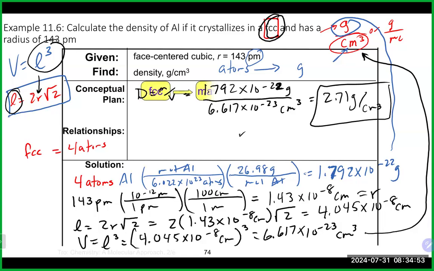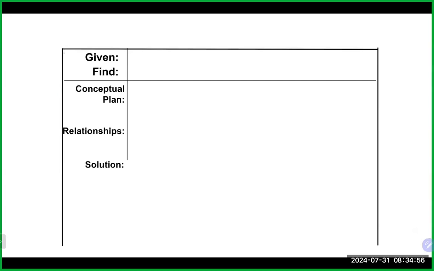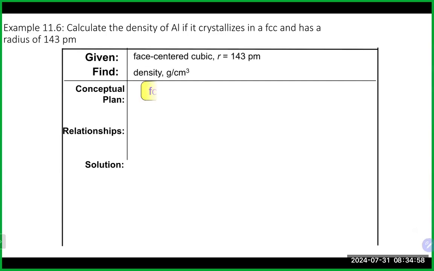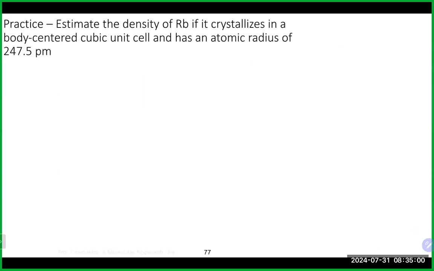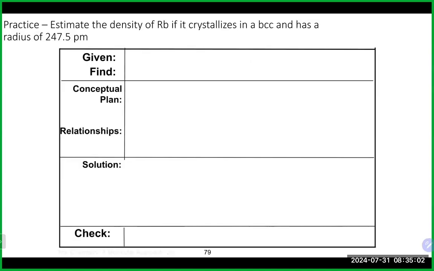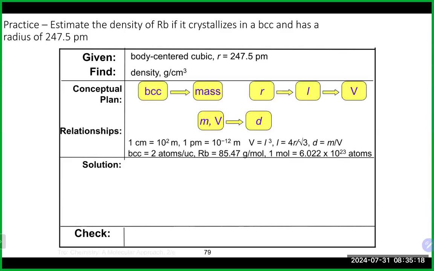All right, why don't you try one here then? That's aluminum, so what we just did. All right, so estimate the density of Rb in a BCC, or body centered, and it has a radius of 247.5. And Rb is 85.47 there.